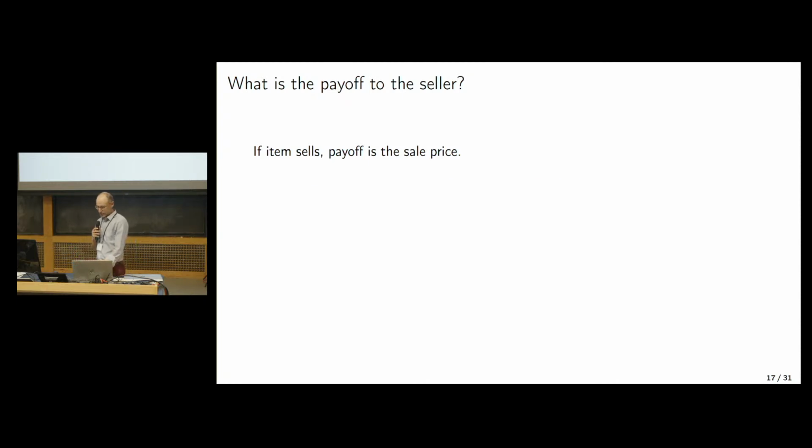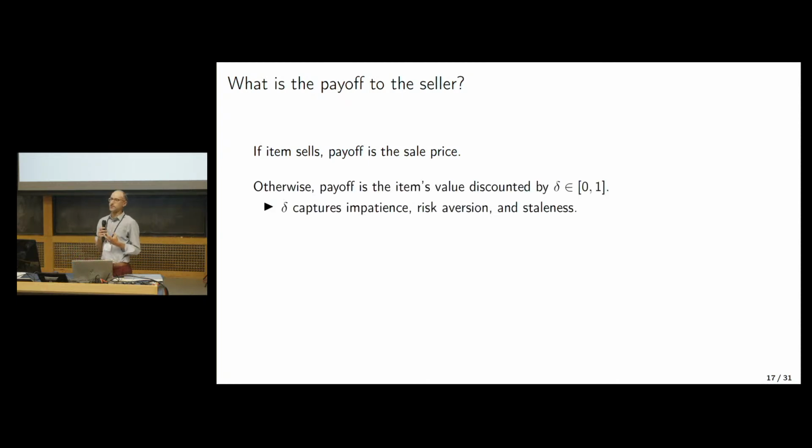The more tricky situation is, what if the item doesn't sell? Now they don't have money in their hand. They have this antique brass urn, and presumably this has some intrinsic value to the seller, but it's kind of unclear what that is. So whatever that value is, it's going to be discounted by some delta, which we're going to choose. It captures a bunch of different things: their impatience, some risk aversion, the staleness that may come when posting an item on eBay that doesn't sell. But we still have this pesky question, which is, what is that value?